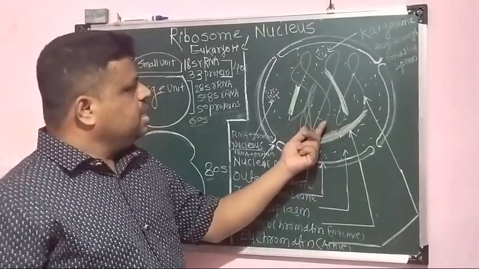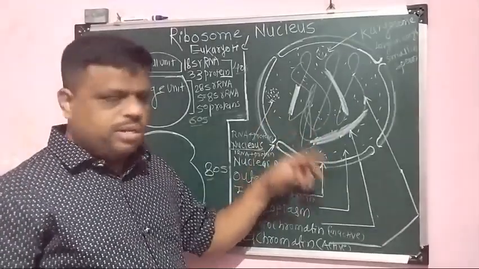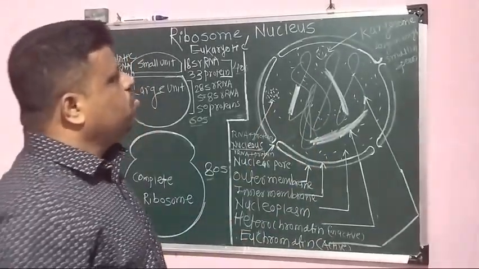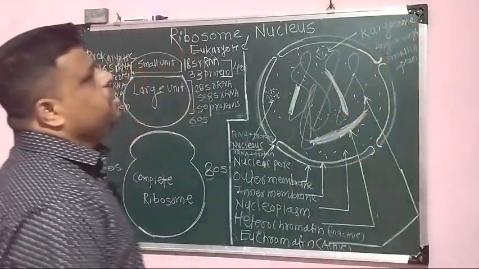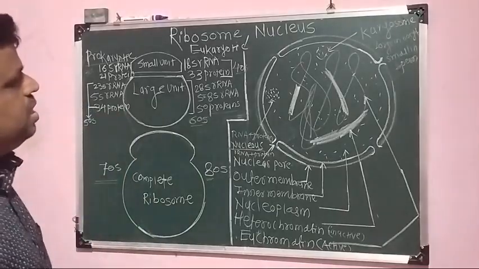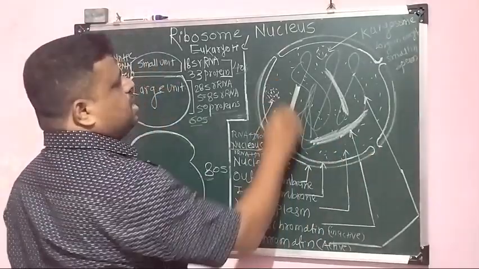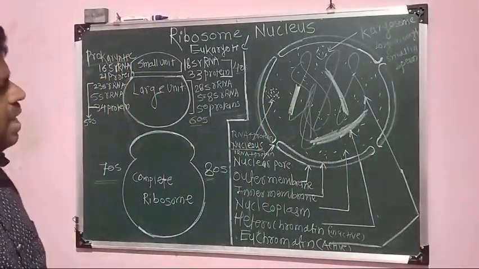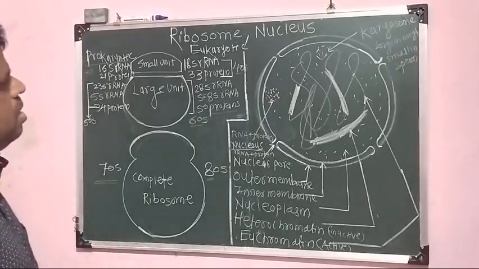This is a network of chromatin, also called the chromatin network. Then this is called the karyosome. Then the most important thing is that the remaining part, the viscous matrix, is called the karyolymph. Okay, it is called karyolymph.